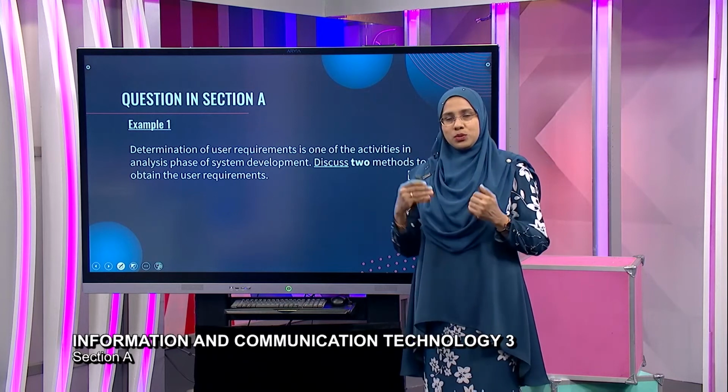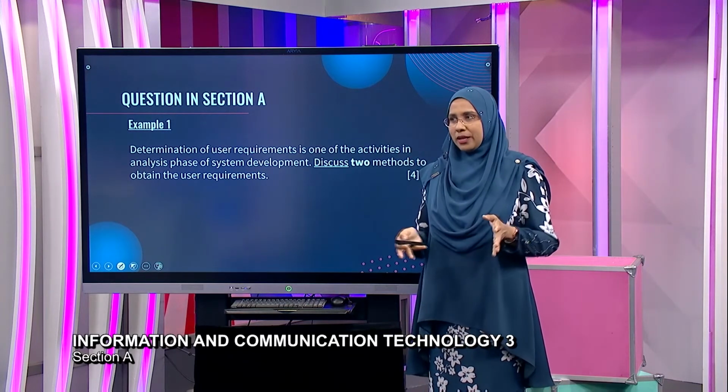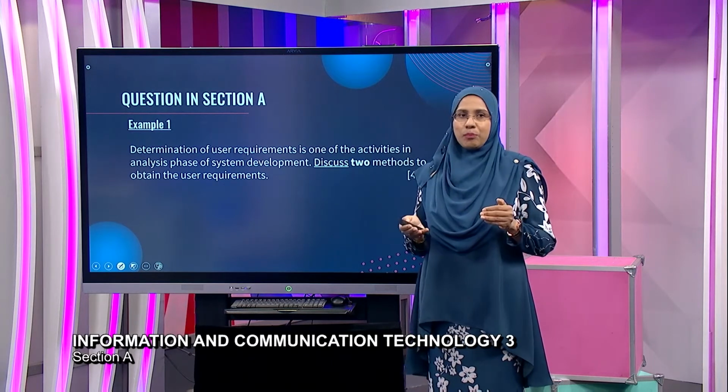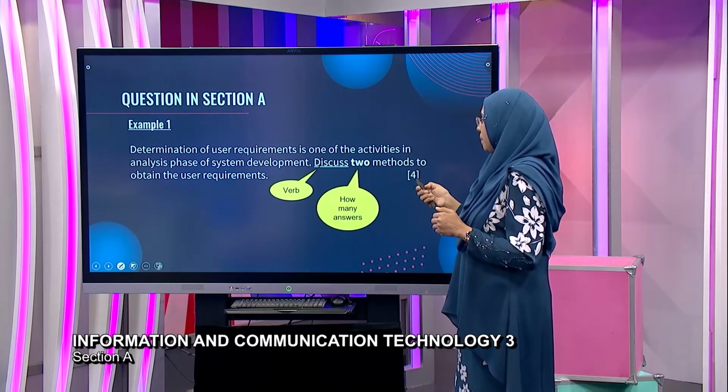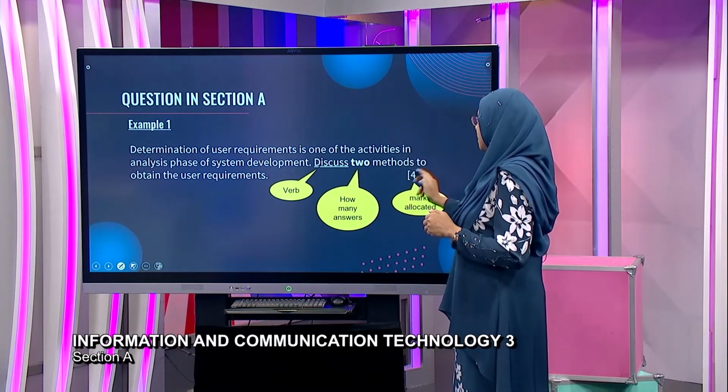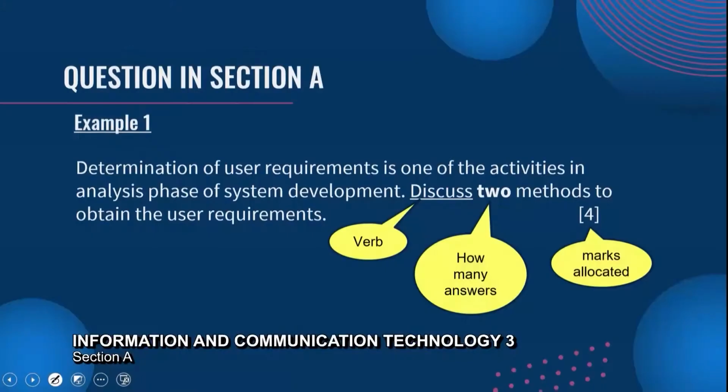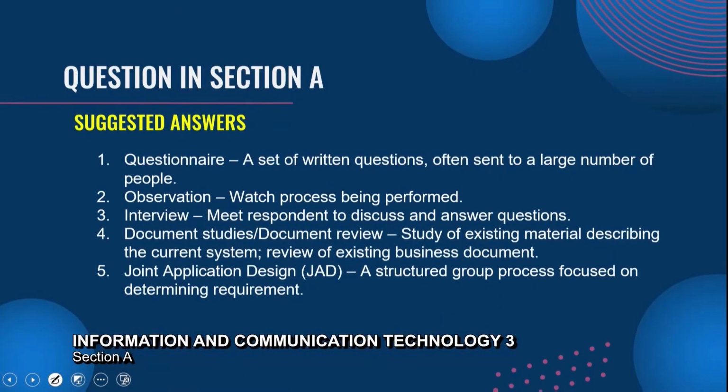Usually my students face a problem with how to write and how to do the layout. So look at the verb, the marks, and also how many answers are needed. This is the suggested answer. The question asks for 2, but I give more. The question is asking for a method, so the first method is questionnaire, and you get a mark there. Then the question asks you to discuss, so you give some points about the questionnaire. What is a questionnaire? It's a set of written questions often sent to a large number of people.